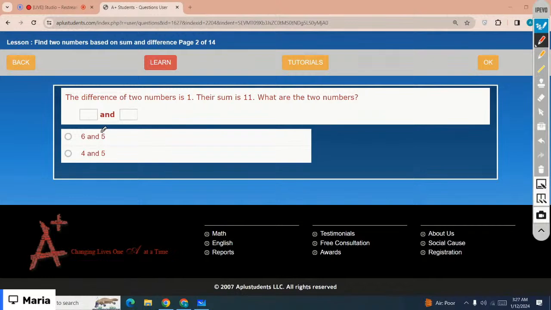Okay, so you're given two options, 6 and 5, and 4 and 5, right? Just subtract. 6 minus 5 is 1, right? And when you add them, 6 plus 5 makes 11, right? So that is the correct option because the difference of these two numbers is 1 and their sum is 11. Got it? The correct option is option number 1. 6 and 5 are the two numbers that have the difference 1 and the sum 11. Got it, everyone?